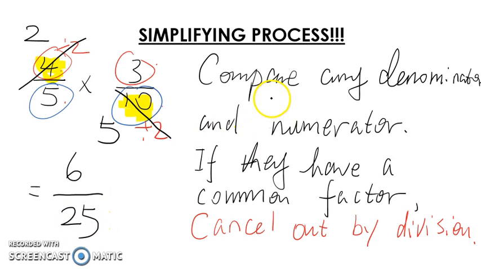Now, obviously, in the exam, you don't have to write all that is on the right, but this process, the cancelling out process, is what I'm looking for. Now, a couple more examples. Hopefully that makes it simpler for you.